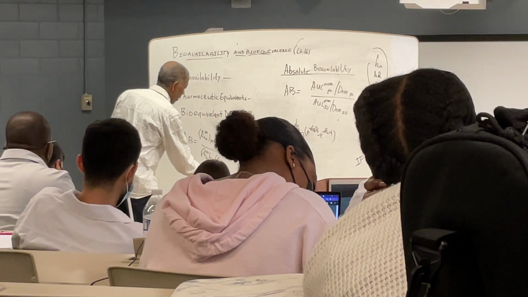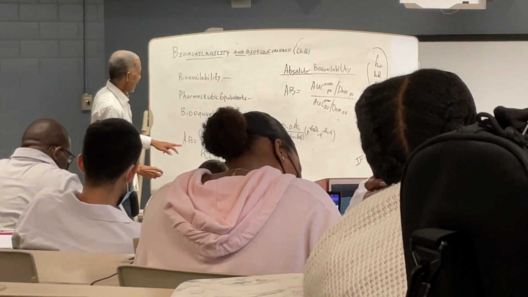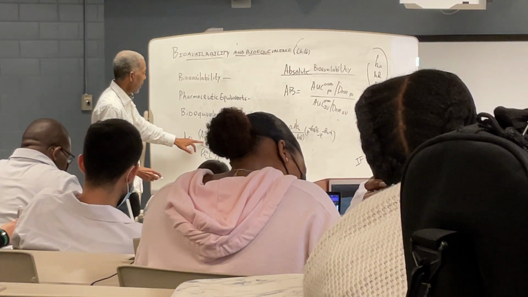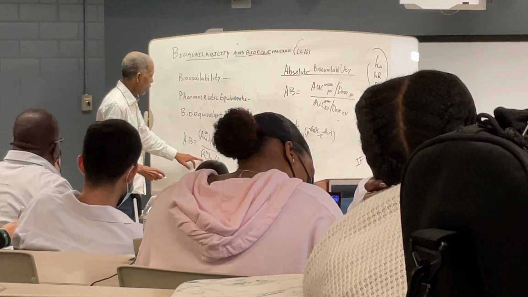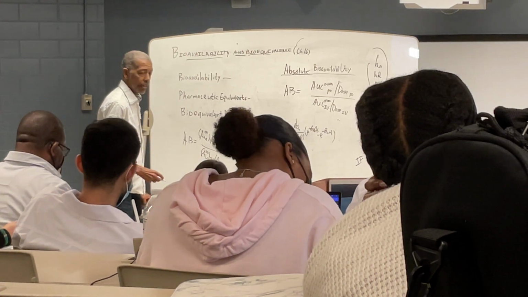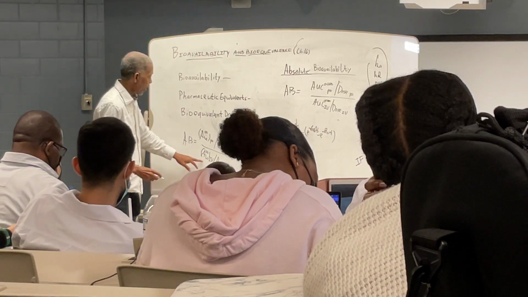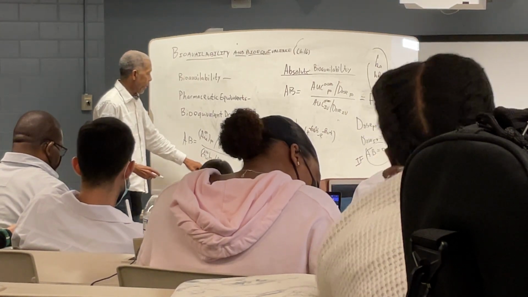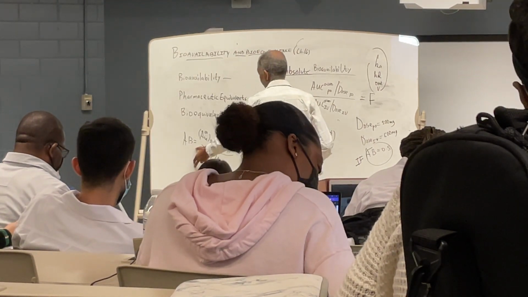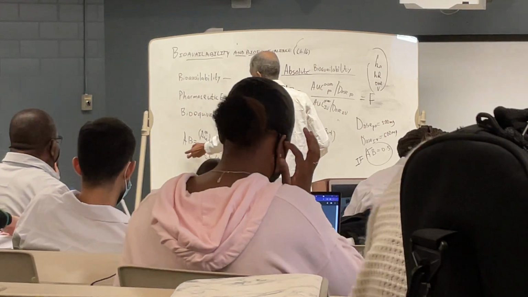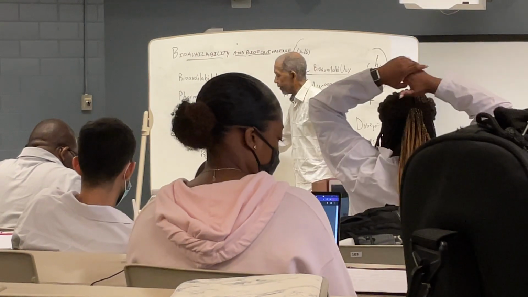And I apologize for writing downhill. I'm writing like I'm left-handed now. So absolute bioavailability is equal to Au infinity after the oral dose divided by the oral dose administered, over Au infinity, the cumulative amount of drug in the urine after the IV dose, divided by the dose IV. So this equation can be used to calculate absolute bioavailability after an oral dose and an IV dose is given.